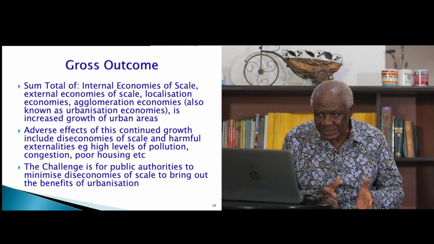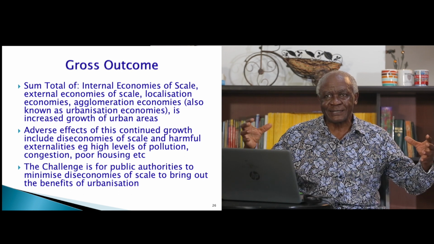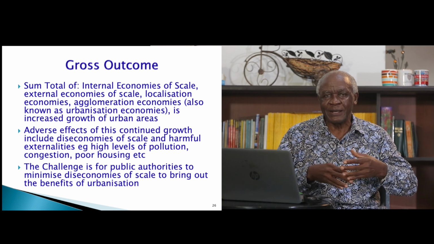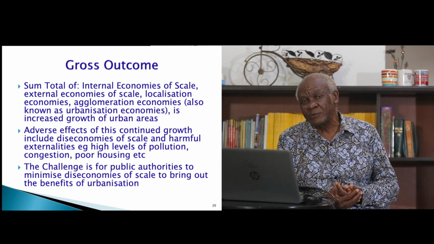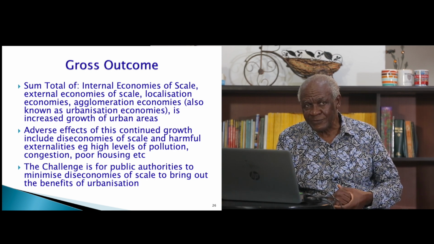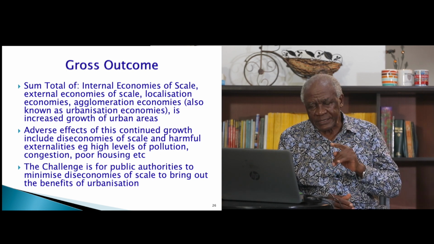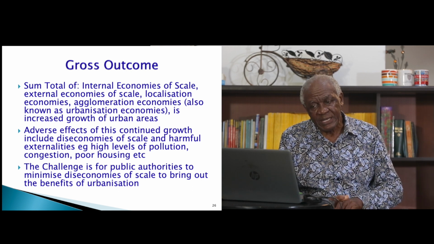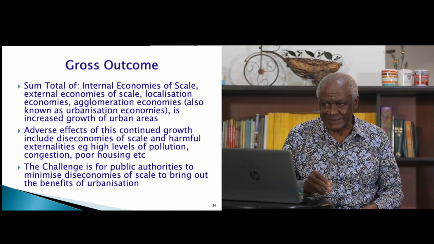So the gross outcome of all this is that urban areas attract more activities, they attract more people, and therefore they continue making more markets. So it's like a vicious circle. The more that you have, the more advantage you get. Of course, there comes a point that you start suffering from diseconomies, things like congestion, high levels of pollution, poor housing, and so on. Now, the challenge, like we saw last time, is that urbanization cannot be reversed. The challenge for public authorities is to minimize these diseconomies of scale to bring about the benefits of urbanization.